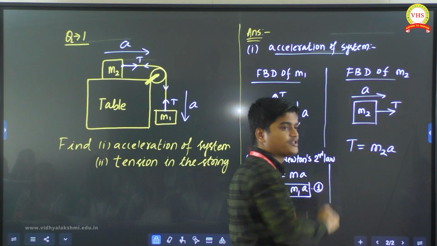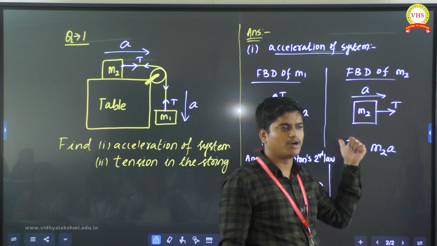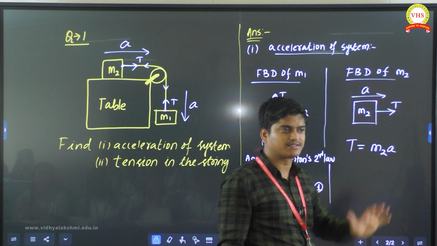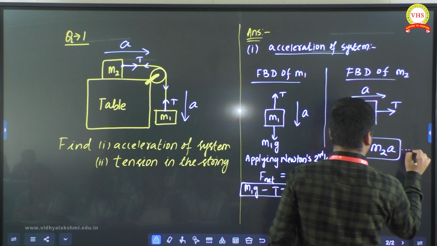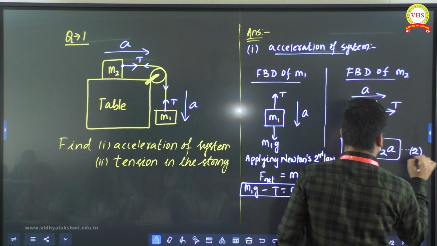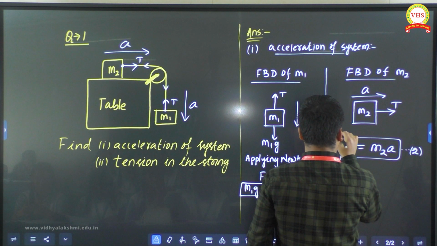Only one force is responsible for motion. So total force equal to T. T equal to mass times acceleration. Clear? Okay. Now this is your tension. Now this is your equation 2.